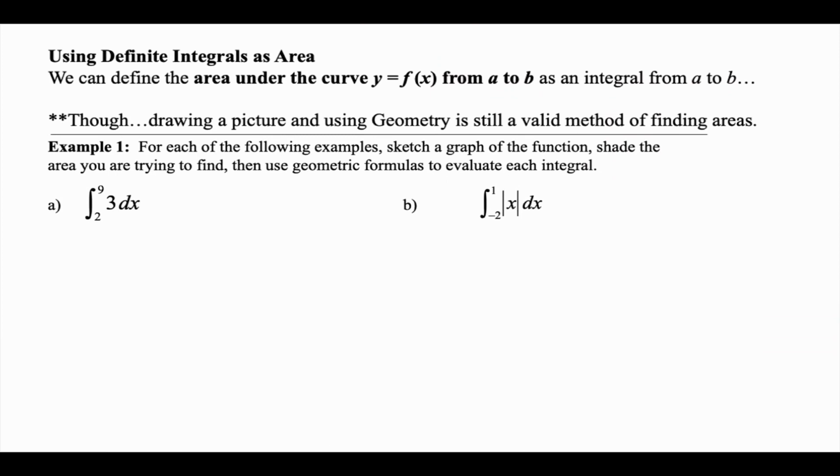So one of the ways to find area under the curve is by using shapes that we recognize. We can define the area under the curve for the function y equals f of x from a to b as an integral from a to b. Drawing a picture and using geometry is still a valid method of finding area. Sometimes that's the best, easiest method.